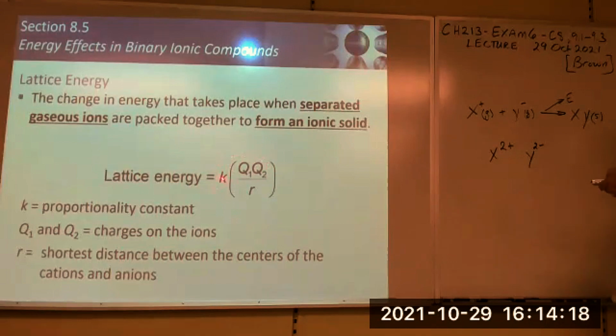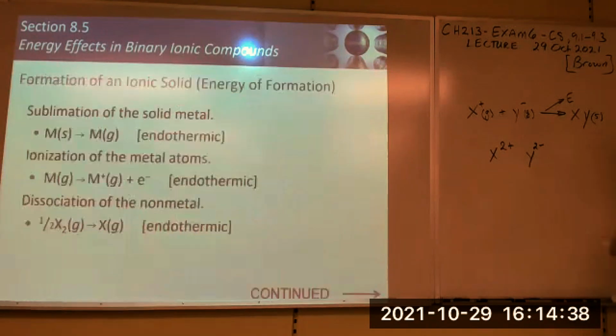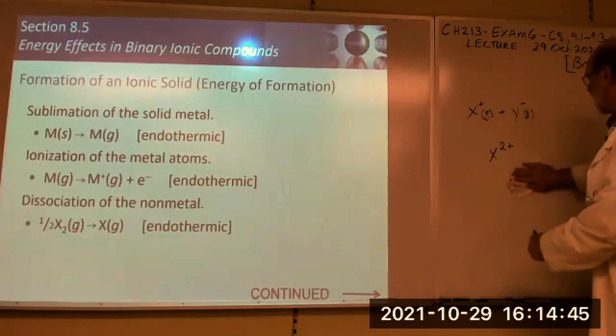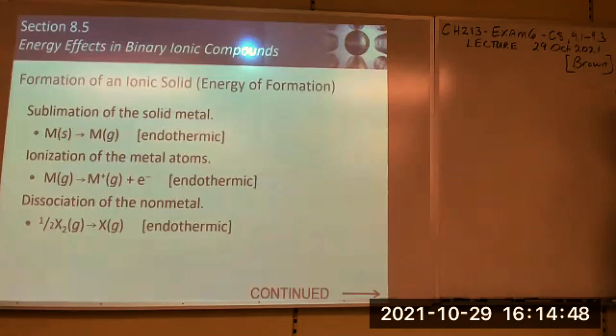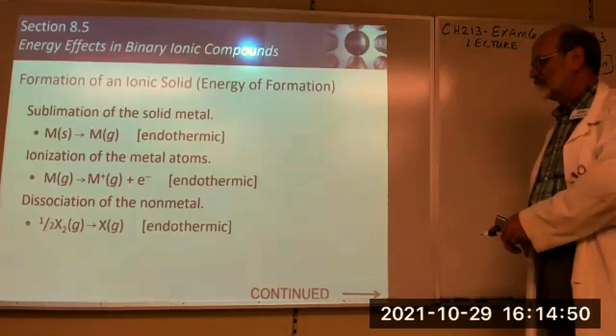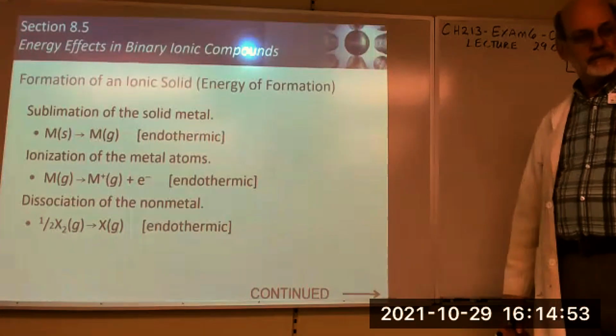And then you have a proportionality constant that takes into account the units, because this is going to be in joules, and this charge is going to be in probably coulombs, and the distance is going to be in who knows what. Well, standard measure would be meters. So you need a proportionality constant to make these things jive. Okay. So that's lattice energy, but that's not the way the reaction occurs between a metal and a non-metal.